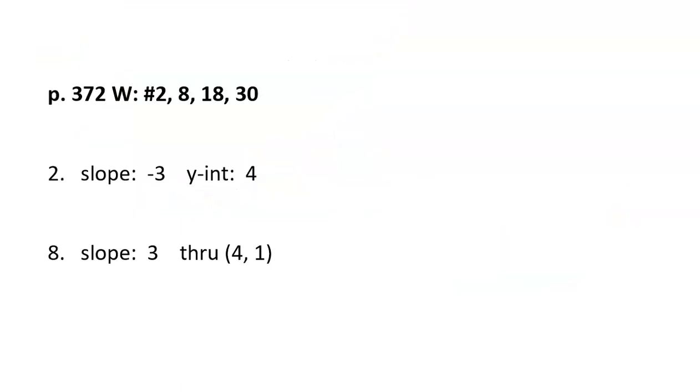Okay, now we're reviewing the stuff from the other day. So write the equation of a line if you know the slope and the y-intercept. If you know the value of m and you know the value of b. The equation follows the pattern y equals mx plus b. And we know this number and we know this number. So the answer is y equals negative 3x plus 4.